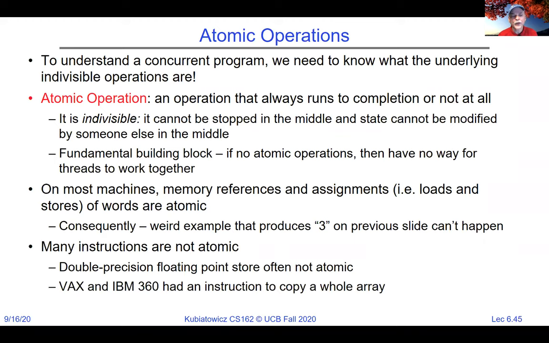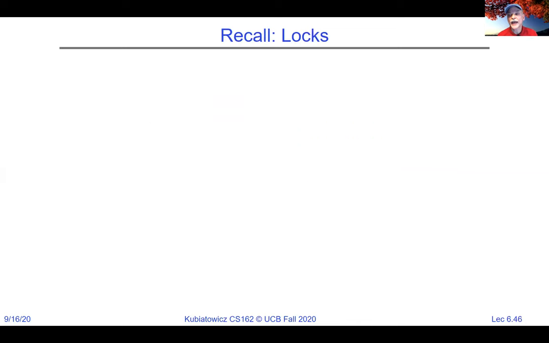But things like double precision loads and stores aren't always atomic. So if you have a floating point double and you're loading and storing it, you could actually get the top half of one and the bottom half of another under some circumstances. So you've got to know what your atomic operations are. And next time we're going to talk a lot about what the native atomic operations are over and above loads and stores, which is going to be important because we're also going to show you that load and store atomic operations are just not enough. But let's hold that discussion off.